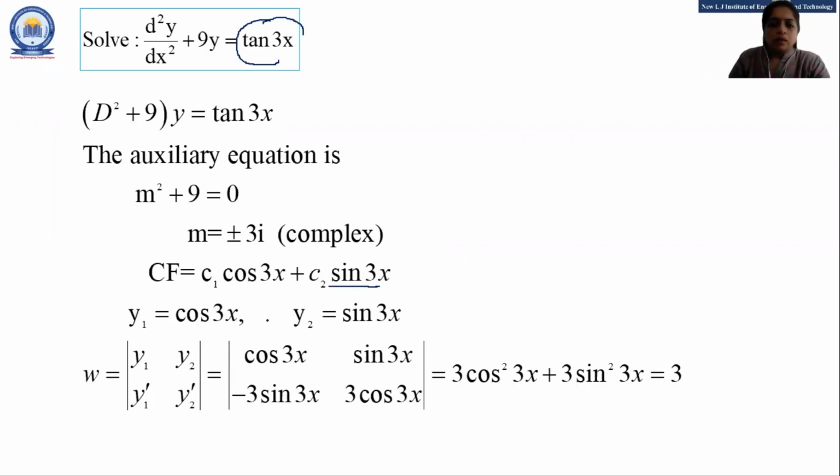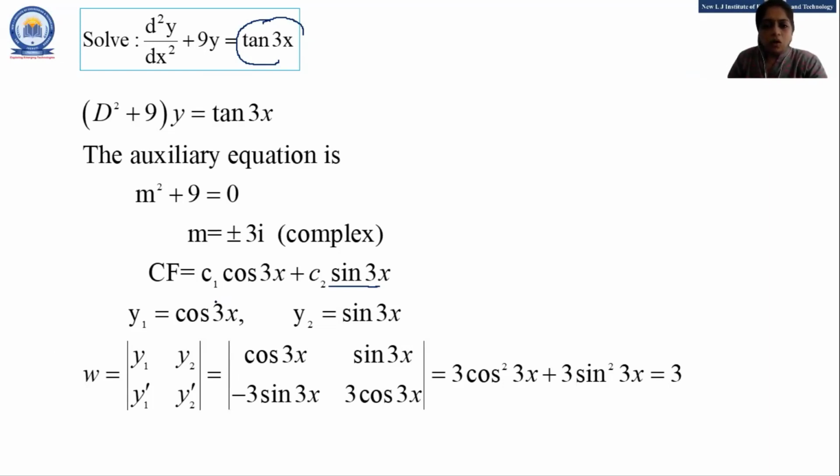Otherwise, you may apply any shortcut method, as well as this variation of parameters method, if your trigonometric term is sine or cos. But if your right hand side is sec, tan, cot or a logarithmic function, then this method is easy. So here our first step is complete.